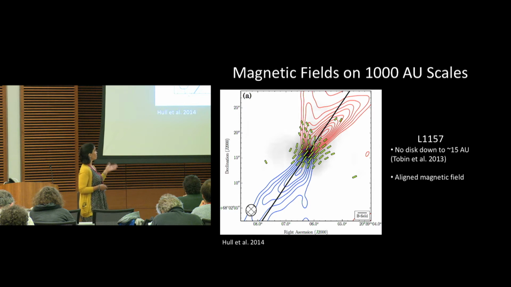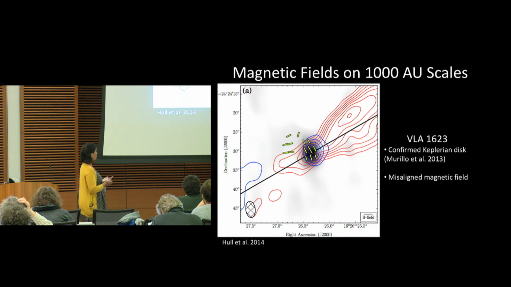This is a nice image from the TADPOL survey. Here we see the outflow, which we use as a proxy for the rotation axis, and the magnetic field is aligned. This is L1157. There's no observable disk down to about 15 AU.